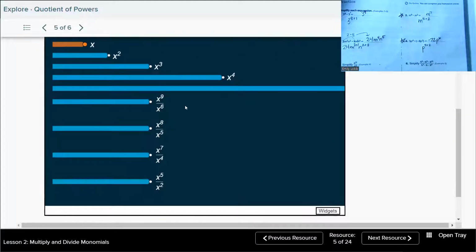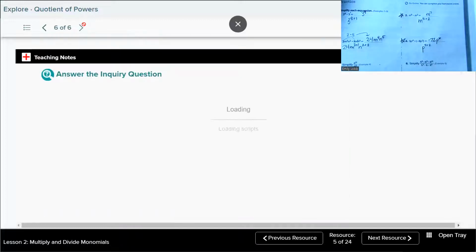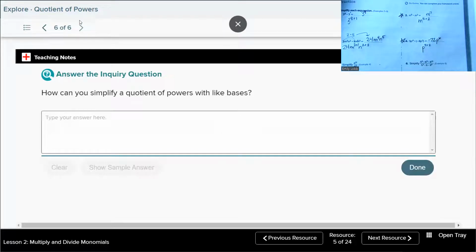Does it still work? The top minus the bottom, the top minus the bottom, the top minus the bottom. So it works. So that is what we are going to look at today, the quotient of powers rule. So how can you simplify a quotient of powers with like bases? Remember, we're going to subtract the bottom from the top, I'm sorry, the top minus the bottom.